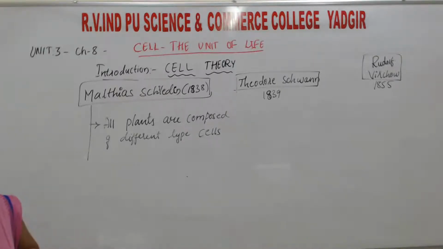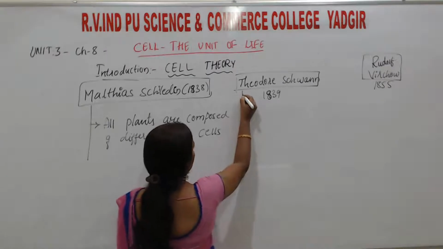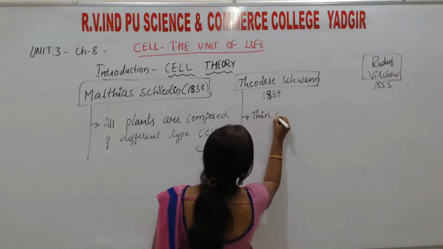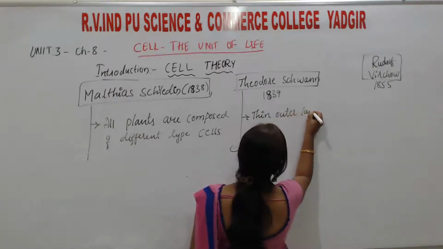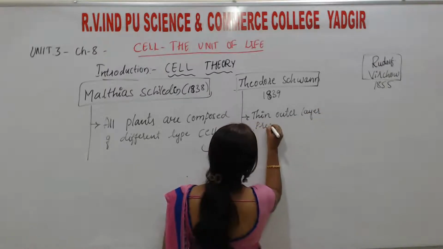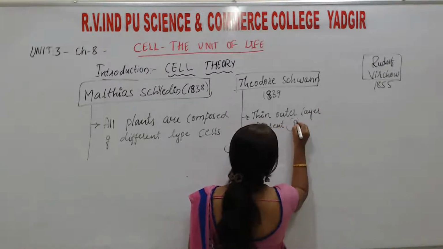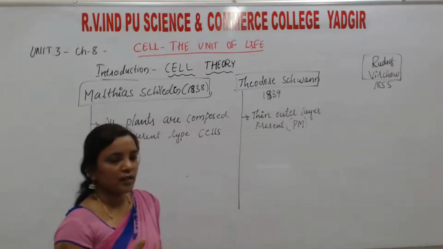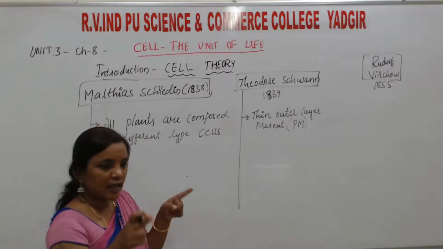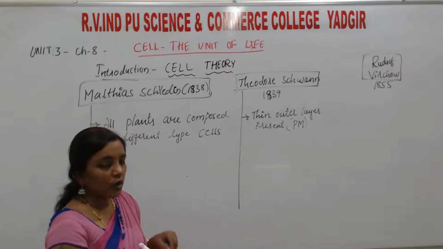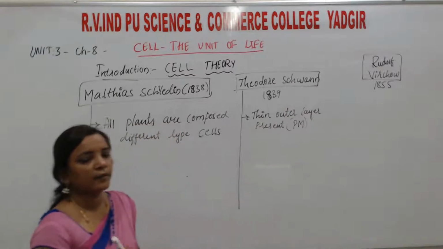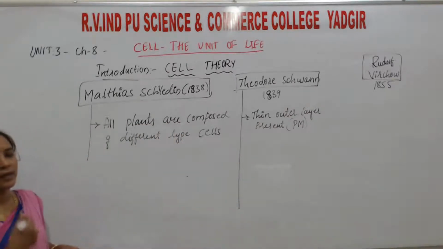According to Schwann, he reported that cells have a thin outer layer, which nowadays we call the plasma membrane. Thin outer means, according to Schwann, the cell has a thin outer covering. Now what do we call that outer covering? That is the plasma membrane. Okay.